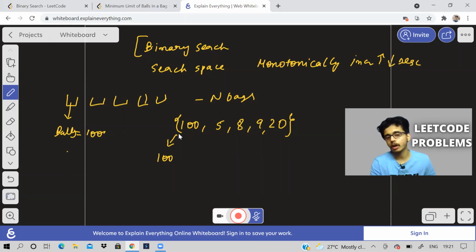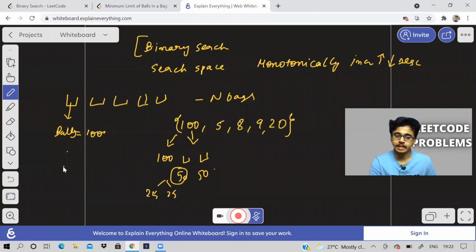But what the problem is saying, what you can do is split this bag in such a way that each of the two bags you make should contain a positive number of balls. Suppose I put 50 and 50. Now you see what has happened. Instead of 100, the answer will be 50. Suppose I'm allowed one more operation, then 25, 25.